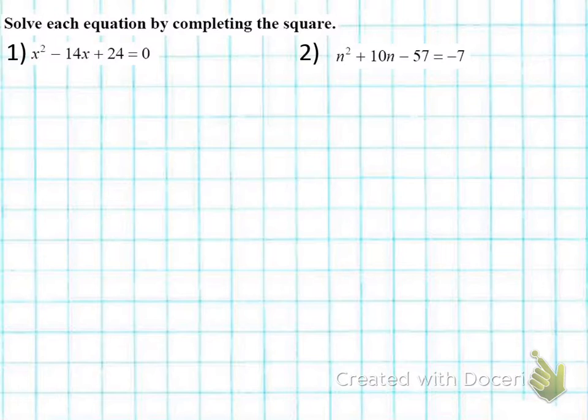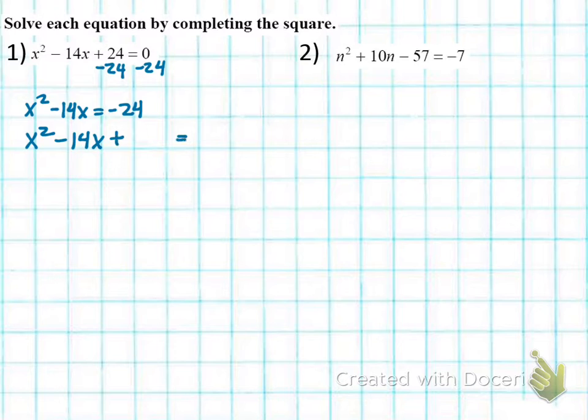Okay, so starting here, I'm going to start by moving all the constants over because I want to create my own new constant. So I'll subtract 24 over here. That gives me x squared minus 14x equals 24, or negative 24, excuse me. Okay, and I'm going to rewrite this, and I'm going to leave space now to complete the square. So I want to use that special number that's going to let me write this as a perfect square binomial.